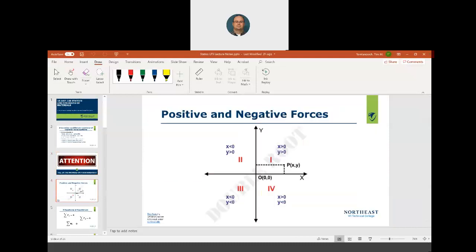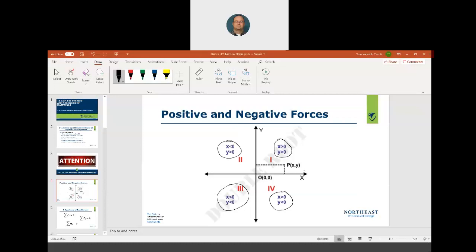Okay, so just to review, negative forces and positive forces. We have a positive X and a positive Y, up and to the right. Here we have a negative X and a positive Y. Here we have a negative X and a negative Y, and in quadrant 4, we have a positive X and a negative Y. So just recall, think of the XY axis, which ones are positive. Why do I need to know that?